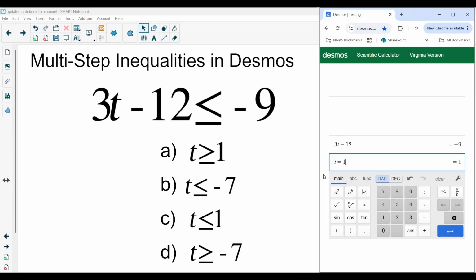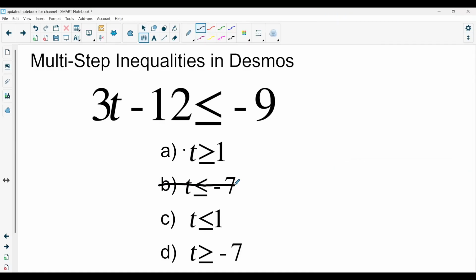Okay, let's see. 1. 1 gives us the -9. So now that we know that, we can actually cross out this here and this here. It has to be between A and C. Okay. So now let's look at the variable. Find your variable. We have a 3t. Is it +3 or -3?